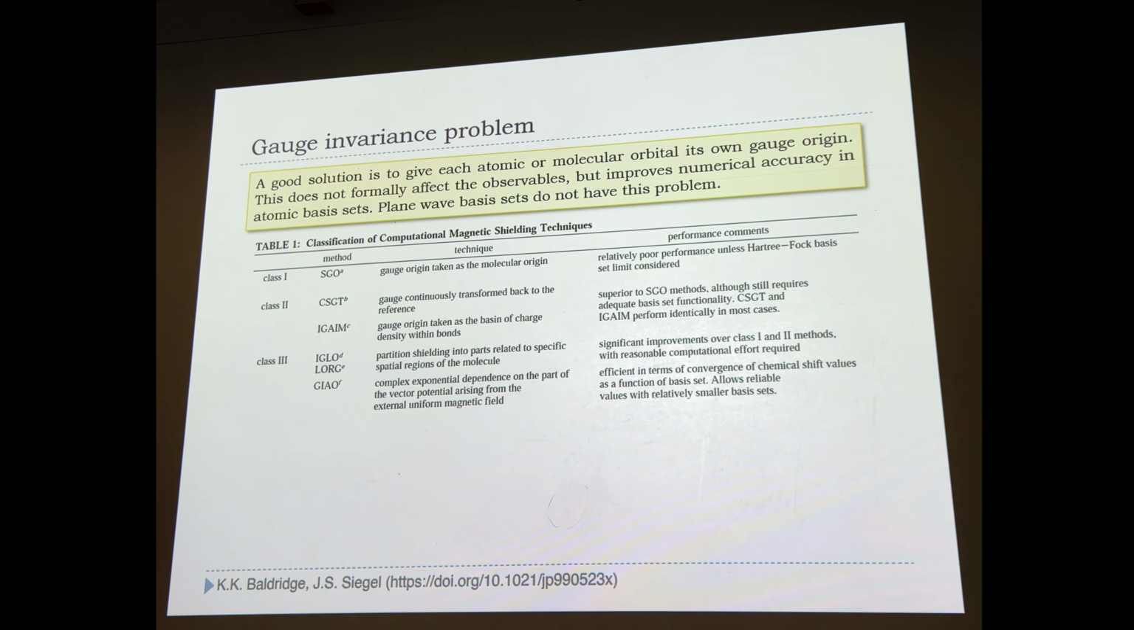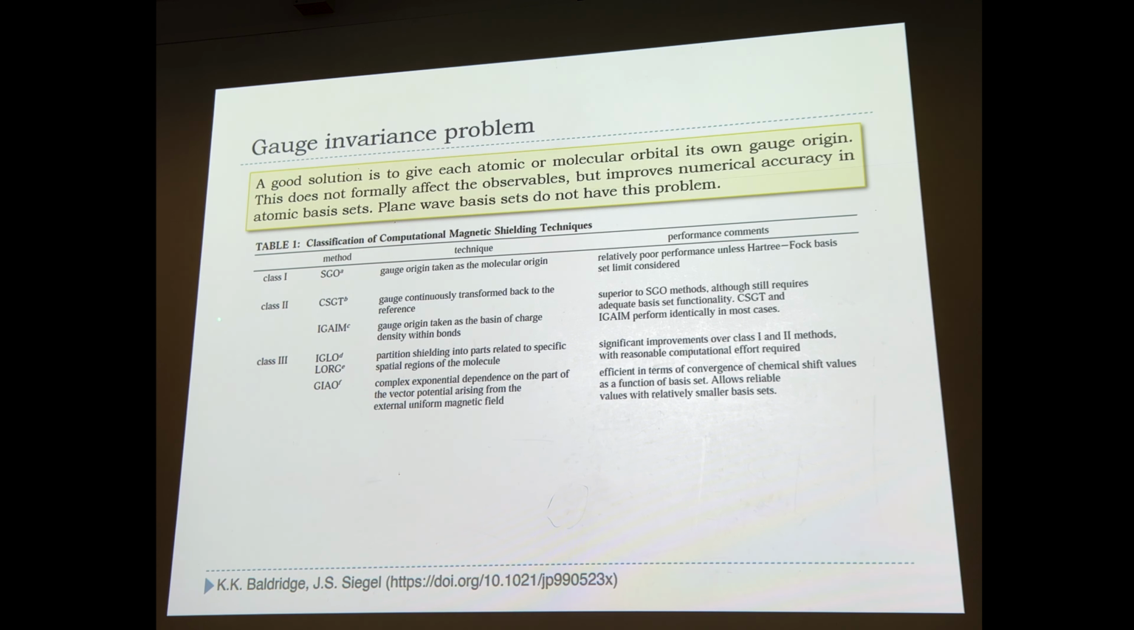Okay, there were historically what could be called three classes of ways of accounting for the gauge origin. You could simply choose a single origin for the entire molecule, and that is not terribly accurate unless you are in the limit of a complete basis set, or you have a basis set that simply doesn't have a local quality problem, like a plane wave basis set, for example.